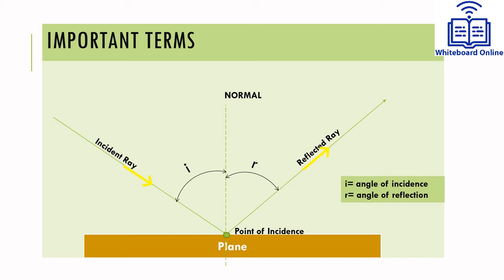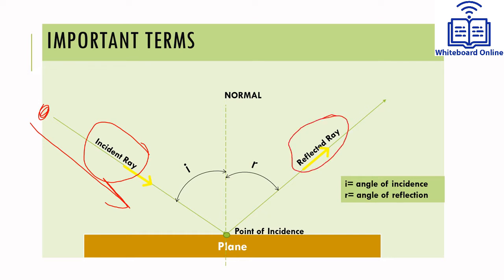Let us discuss this. First one is incident ray. What is incident ray? The light ray that travels from the light source to the surface of the object is called an incident light ray. It is actually coming from a light source. The next one is reflected ray.